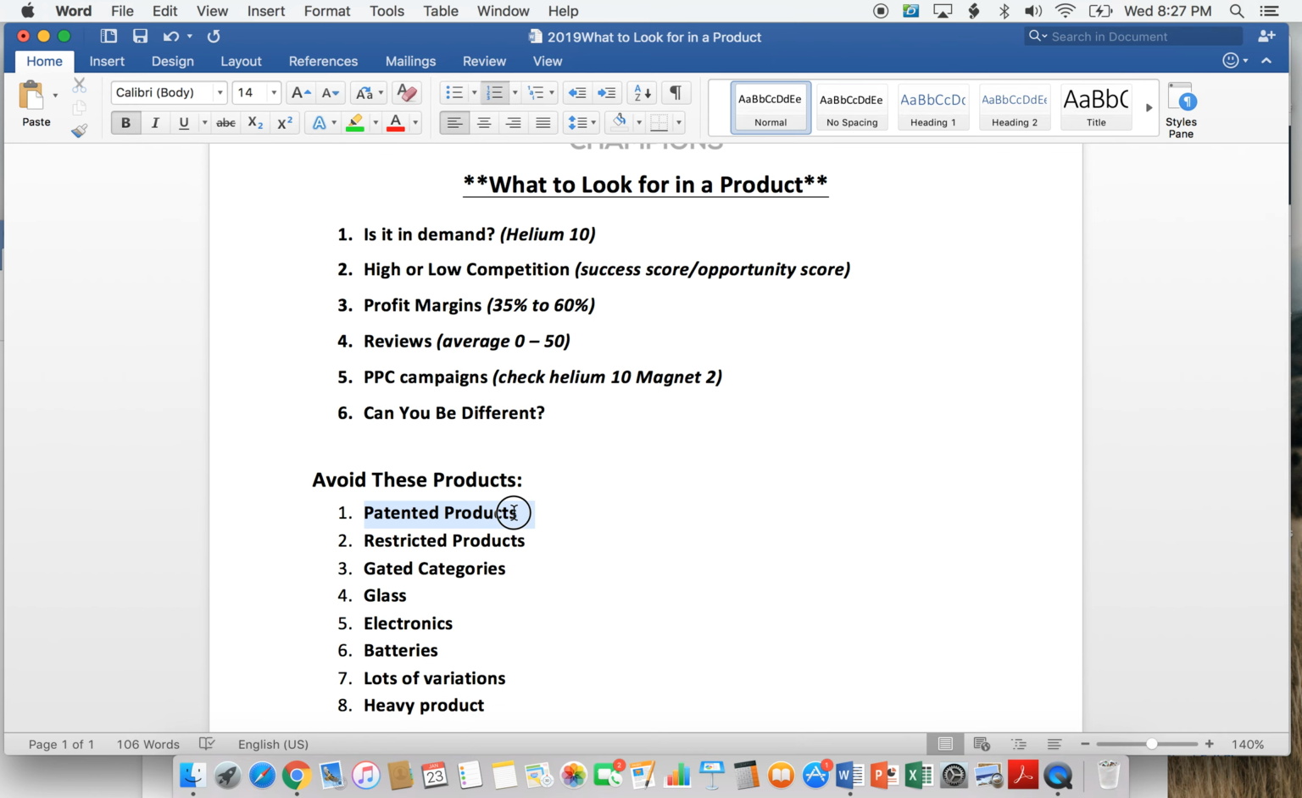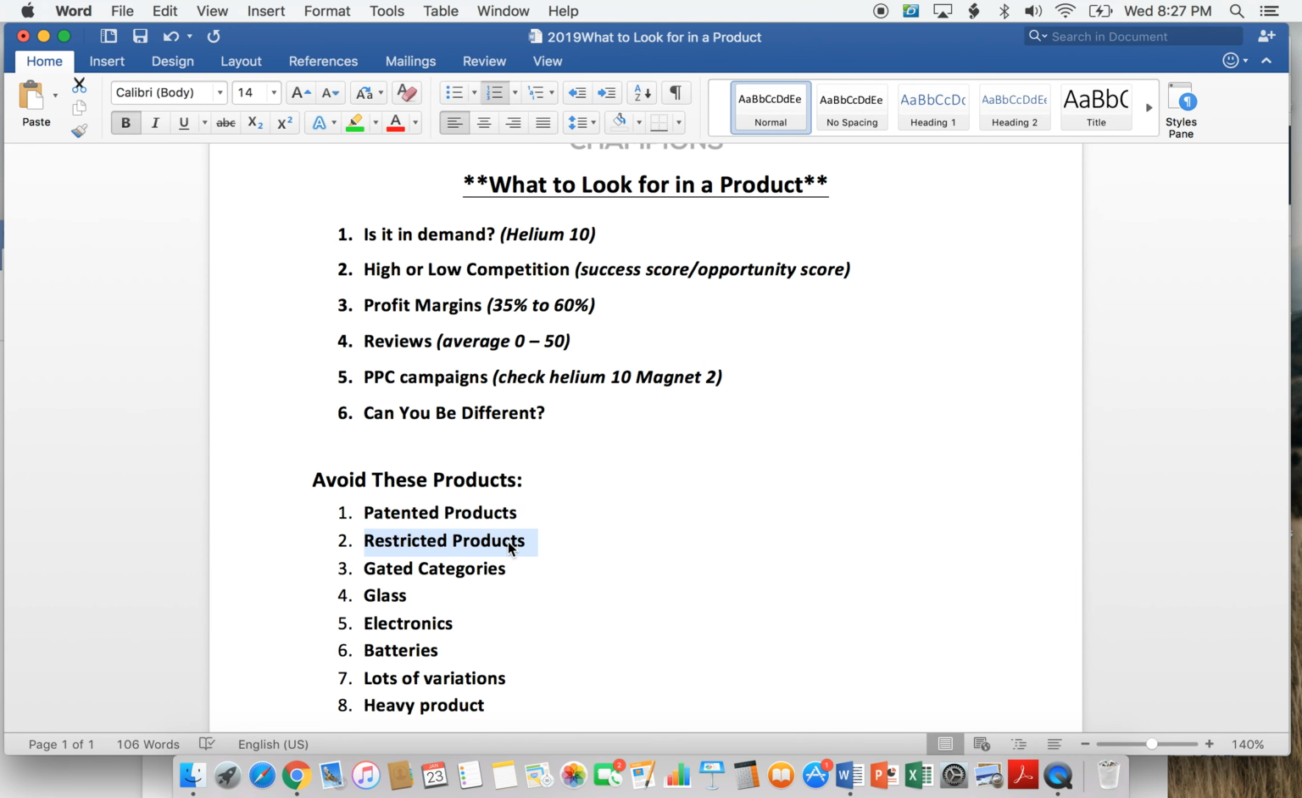So we have patented products. So obviously that's super obvious, but you can check on Google Patents, and I have an entire video dedicated to this on basically how to verify and make sure that we're not selling a product that has a patent on it. I did that, learn from my mistakes. Don't try to sell products that have a patent on it.